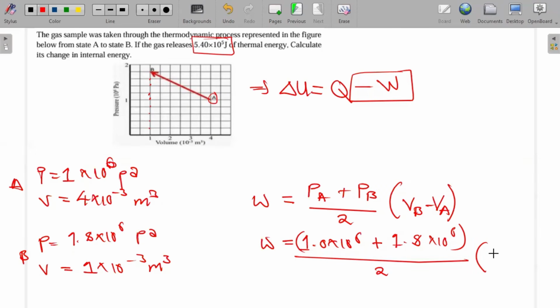So I have 1 times 10 to the power minus 3 minus 4 times 10 to the power minus 3. Okay, so the work done will be equal to, let's add what is in the brackets, 1.0 times 10 to the power 6 plus 1.8 times 10 to the power 6. What else are we getting in the brackets?